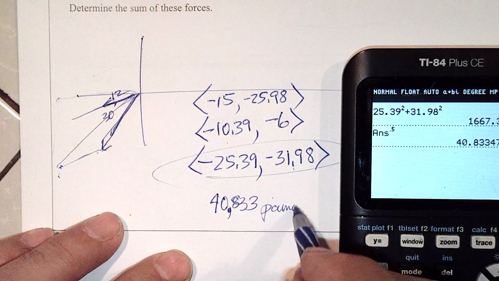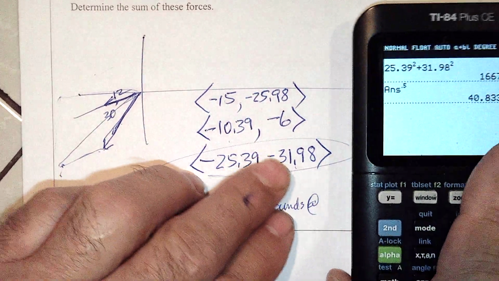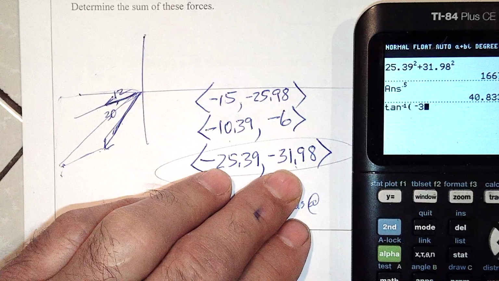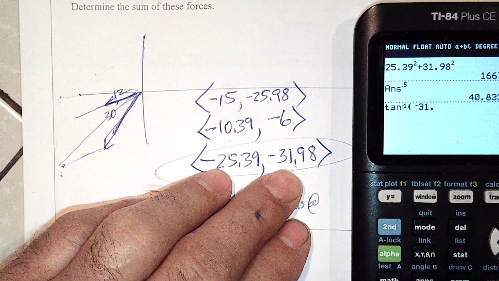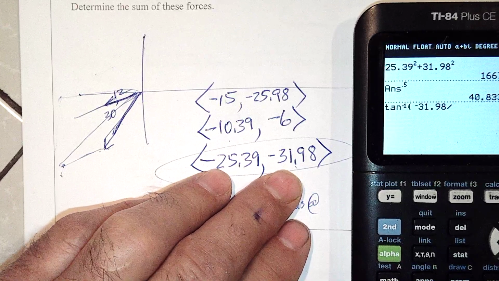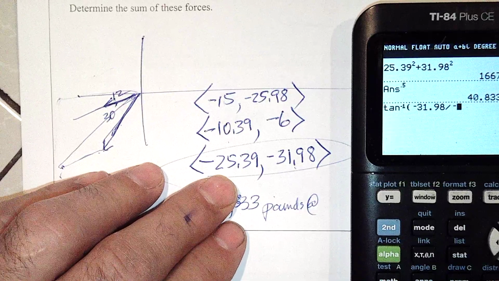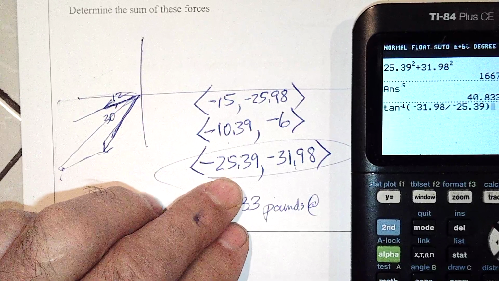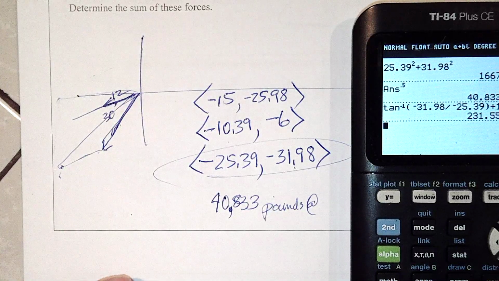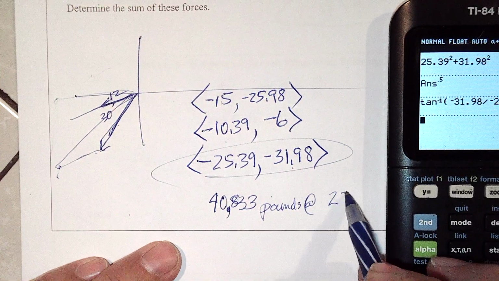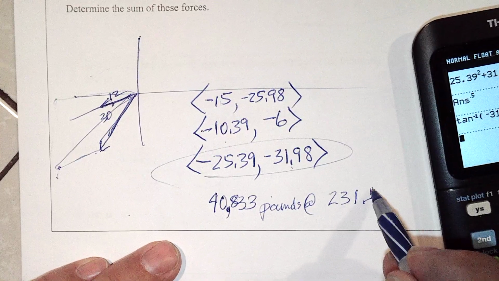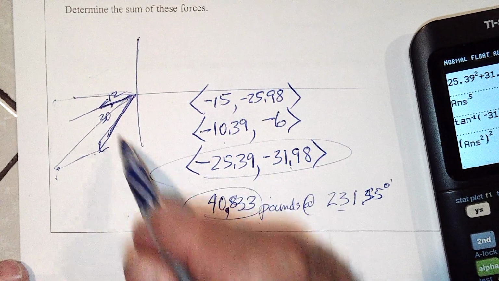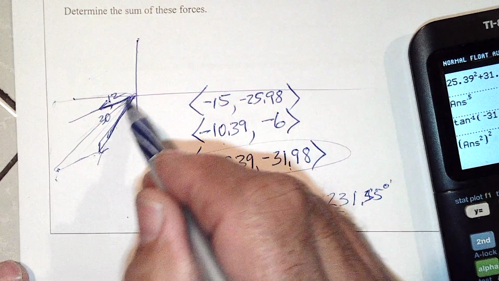Then I take that to the 0.5, the square root, and I get 40.8 pounds of force. The angle would be tangent inverse of negative 31.98 divided by negative 25.39, and since the x is negative, plus 180. So the angle is 231.55 degrees. So 40 at 231, somewhere between these two, which makes sense.